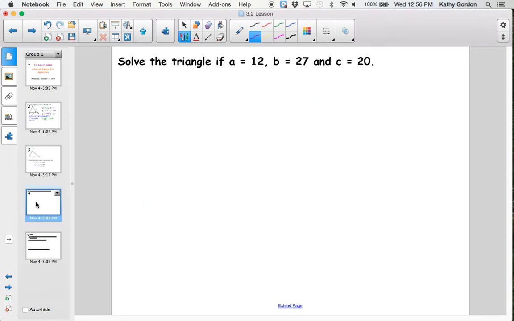Another example where law of sines is not going to work is if we're given three sides. So no angles at all. We're just told what the three sides of our triangle is supposed to be.